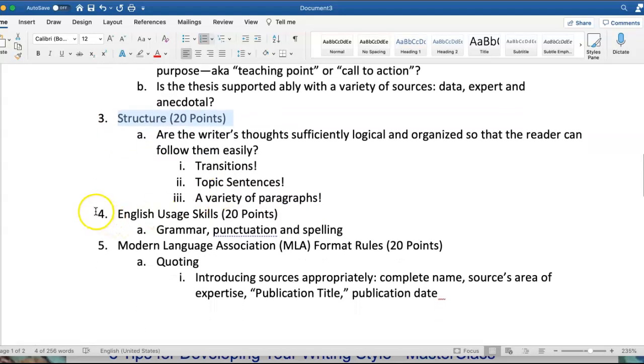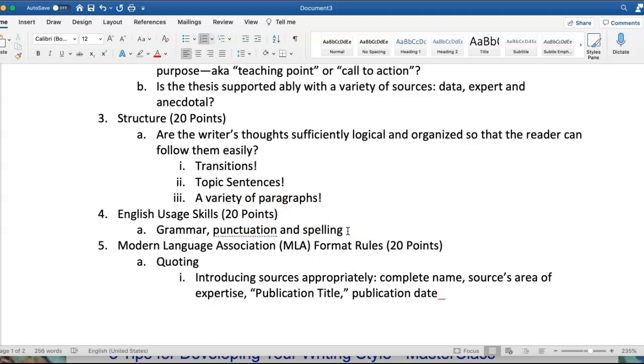Fourth is English usage skills. That's 20 points, and that would be grammar, punctuation, and spelling. If you're weighing it at 20 points, you think it's very important. So how are you going to grade this? Maybe you're going to decide if somebody makes more than 5 grammar, punctuation, and spelling errors, I'm going to lower the grade by 5 points or whatever you're going to do.